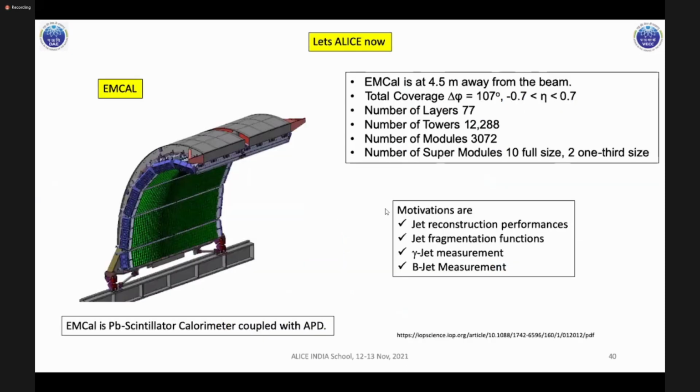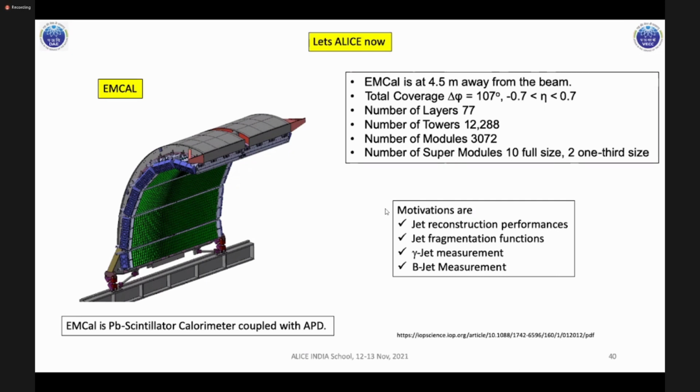So in ALICE, there are two calorimeters. One is EMCAL, the electromagnetic calorimeter. It is situated just after the TOF, and it is 4.5 meter away from the beam. Total coverage is delta phi of 107 degrees, and eta coverage is plus minus 0.7. Please keep in mind, unlike ITS, TPC, TRD and TOF, it doesn't have full phi coverage. It has a delta phi coverage of only 107 degrees. Please keep in mind.